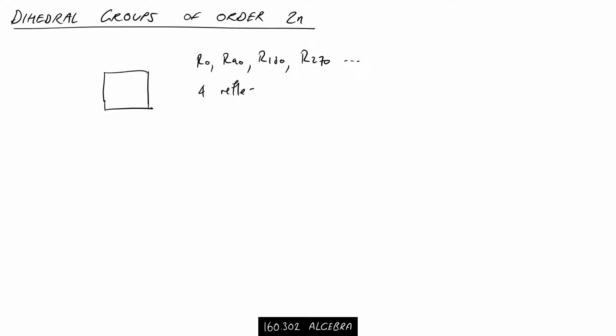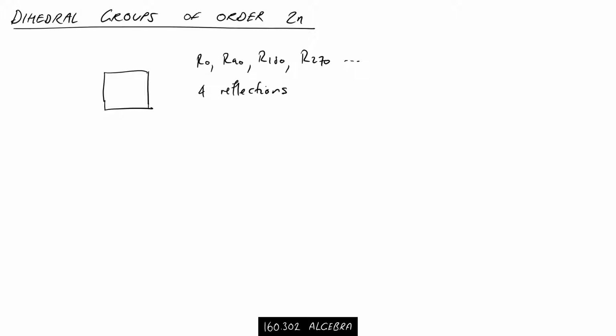We gave them names H, V, D, and D prime, but I'll just write them down as 4 reflections here. So the dihedral group itself is the set of these 8 transformations of the square, and the group operation is the composition of these transformations.